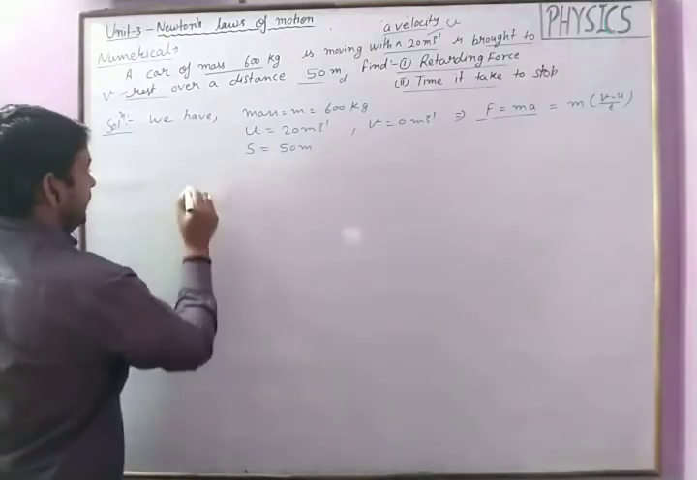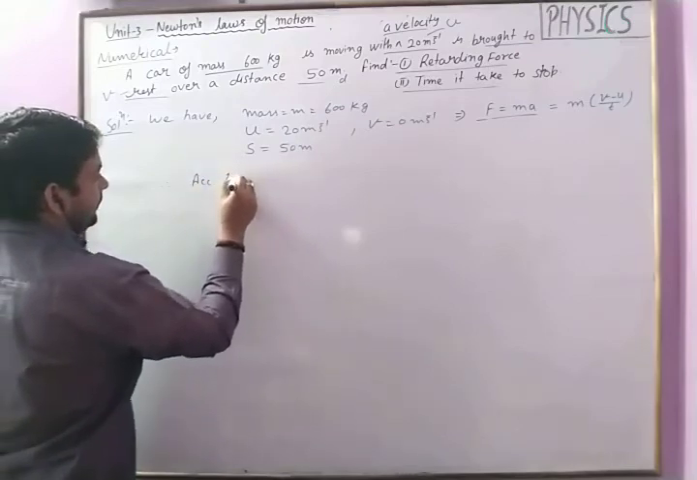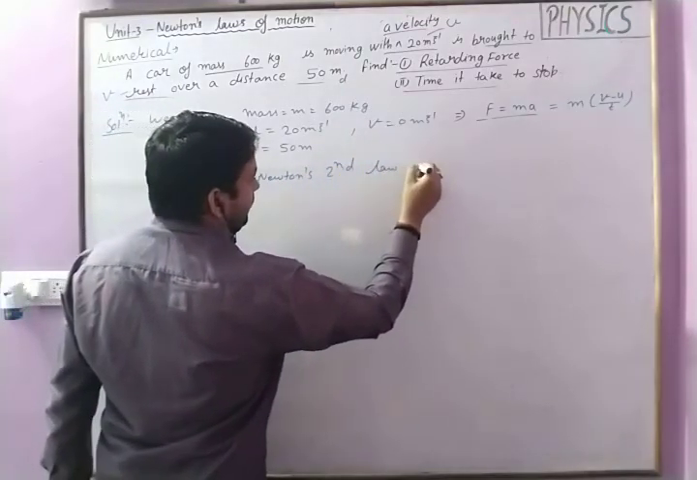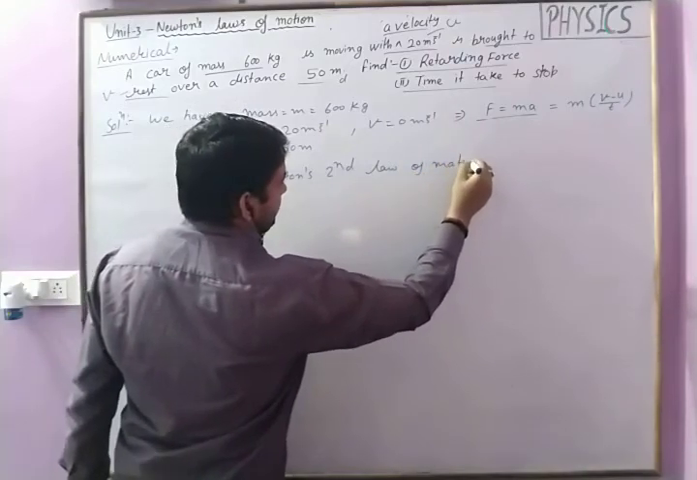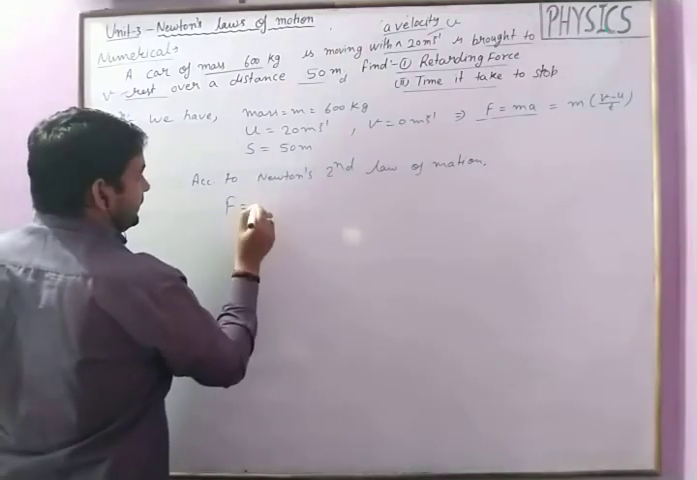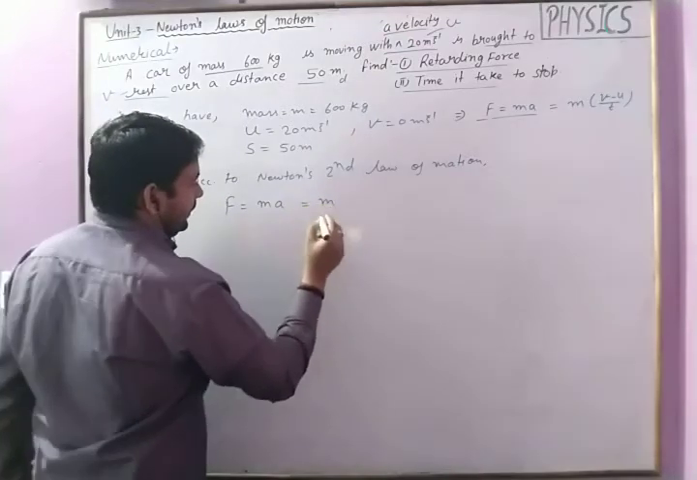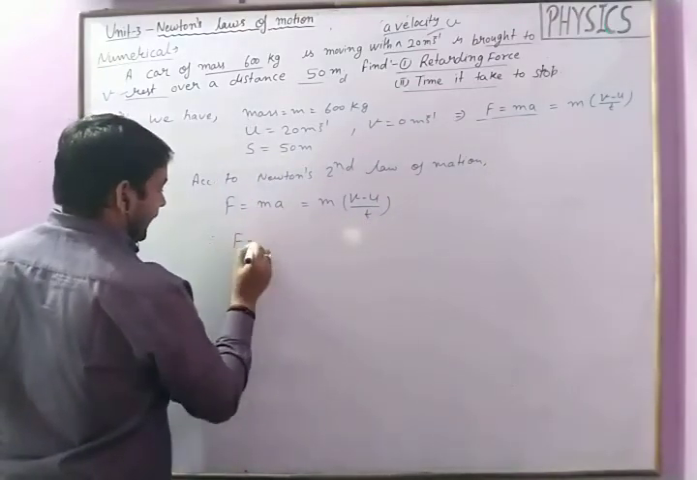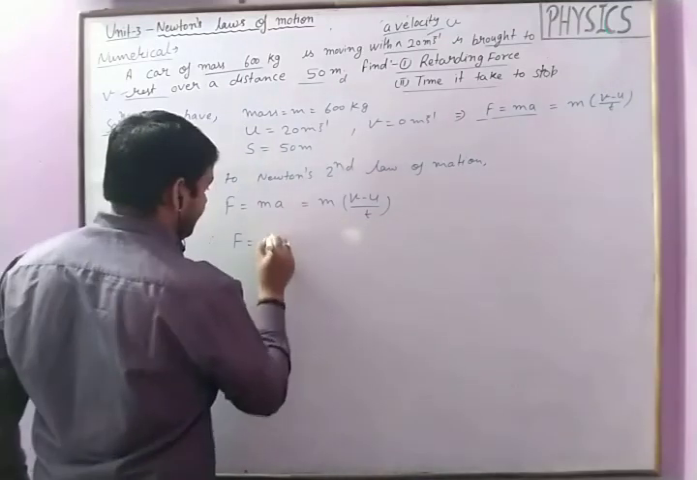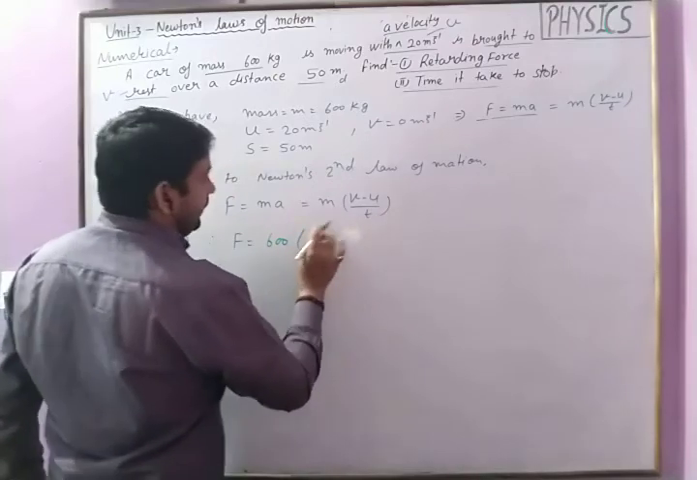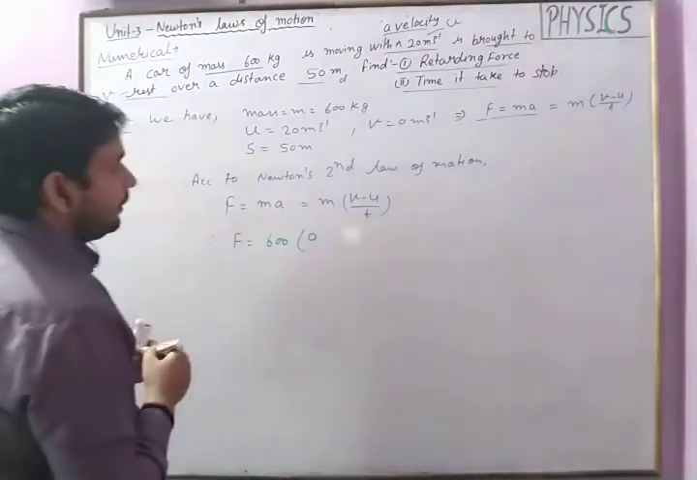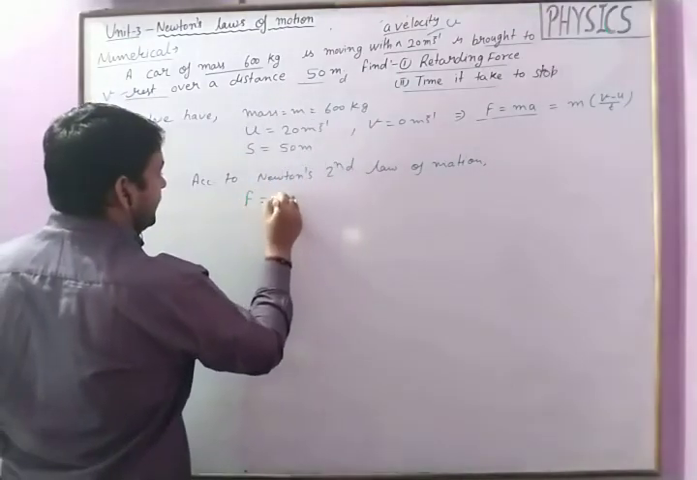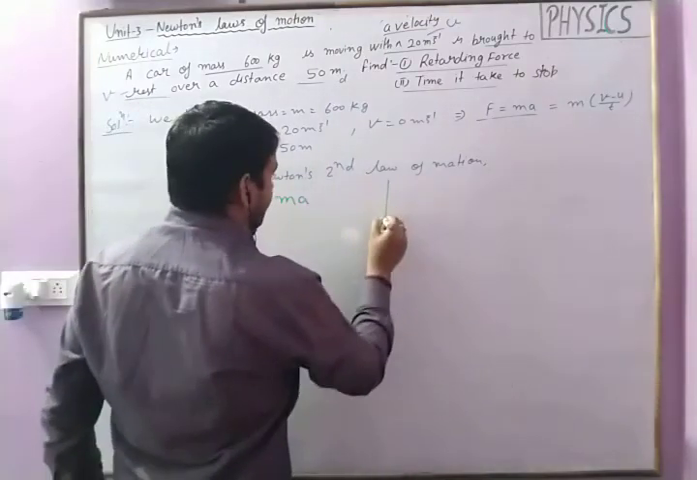Therefore, according to Newton's second law of motion, force is equal to ma, and this you get as (v minus u) upon t. Therefore F is equal to m. The weight of the car is 600 and velocity is 0. One minute. According to second law, F is equal to ma. Now we are going to calculate the value of acceleration.